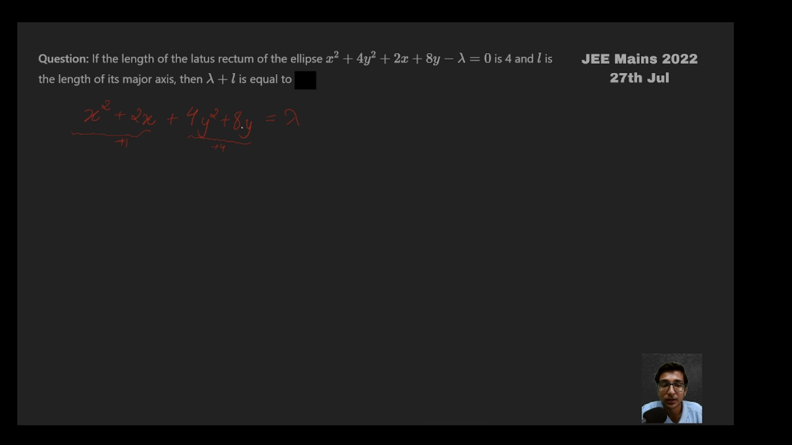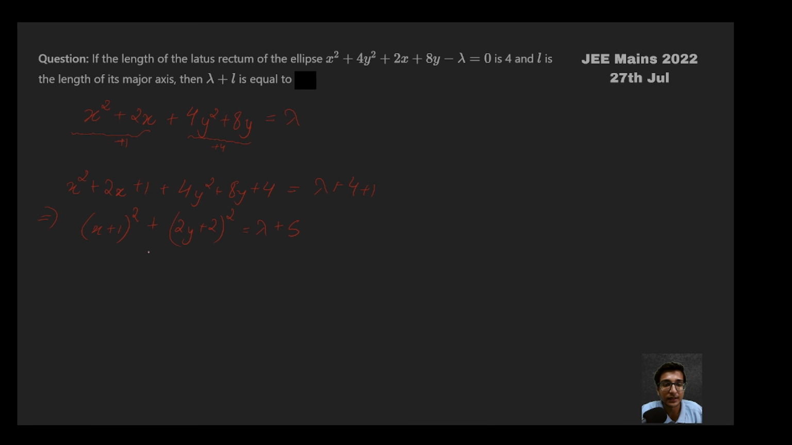So let's do that. X square plus 2x plus 1, plus 4y square plus 8y plus 4 is equal to, now to balance this 1 and 4, I'm going to add it on the other side as well. So now what are we getting? X plus 1 whole square plus 2y plus 2 whole square is equal to lambda plus 5.